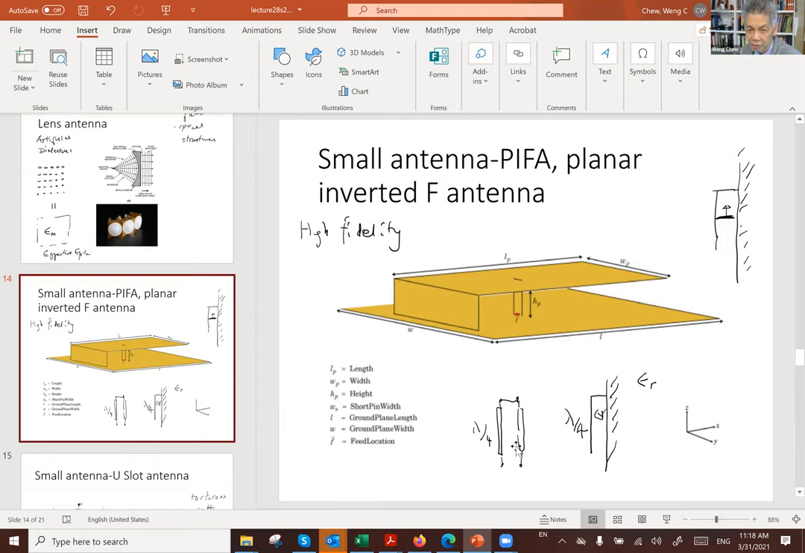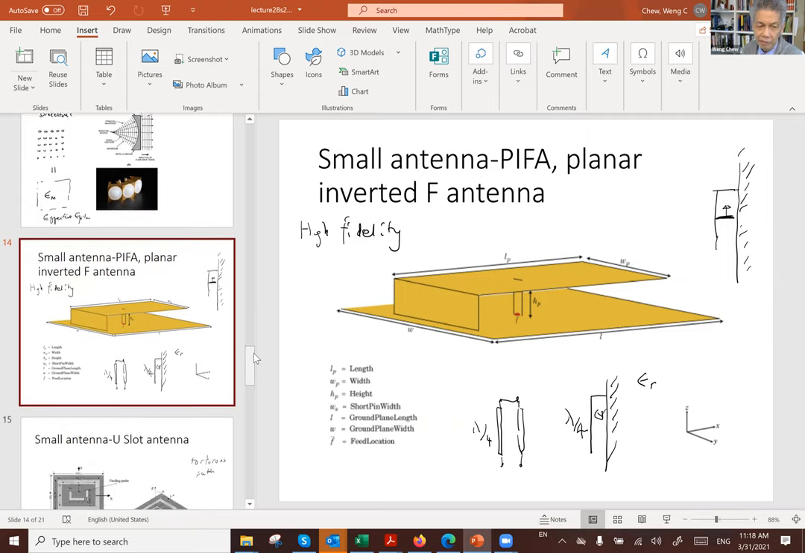Okay, so PIFA, which stands for planar inverted F antenna, because it looks like an F, an inverted F antenna. Then you can change the driving impedance of this antenna by moving this driving point back and forth. When it's very close to the short, its driving impedance is very low. And then when you move it away from the short and close to the open circuit, its driving point impedance can be made large. So it allows you to engineer this antenna with different driving point impedance.